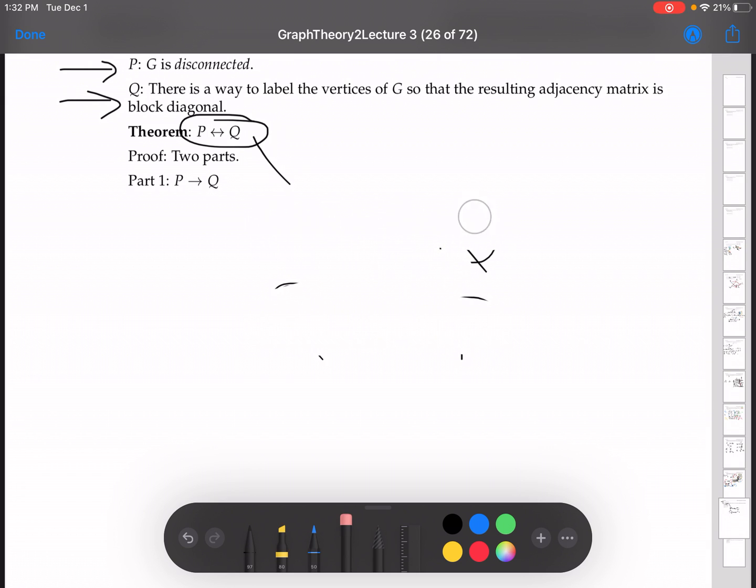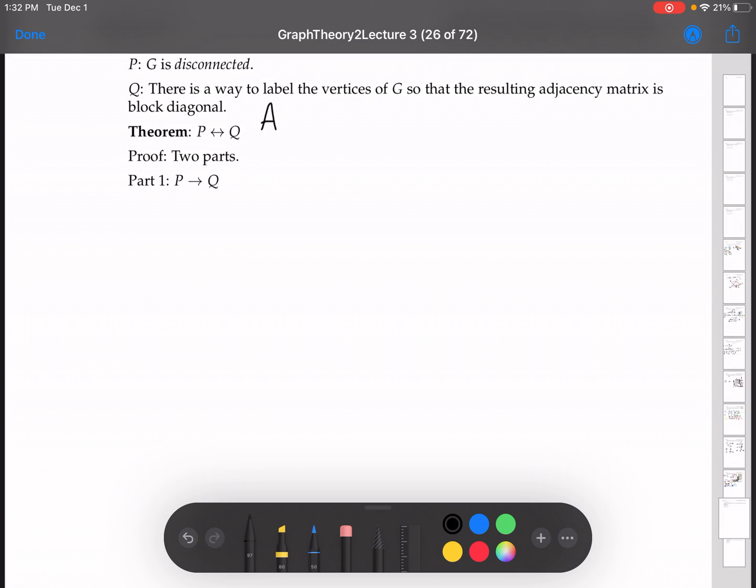In this video, I will prove the first of these, that if P, then Q, and in the next video, I'll prove if Q, then P. So let's begin. So we're going to prove P implies Q. Remember, to prove if P then Q, you assume P and show Q. So we will assume P. That is that G is disconnected.